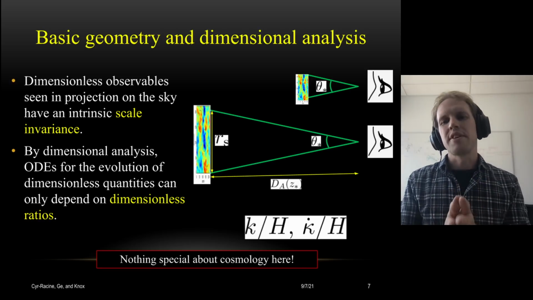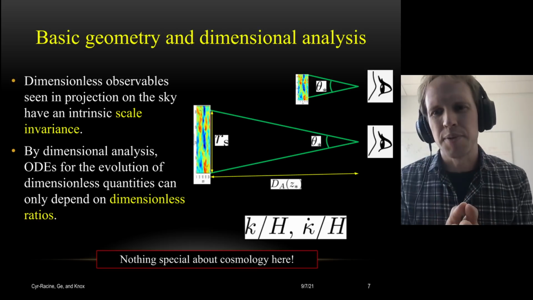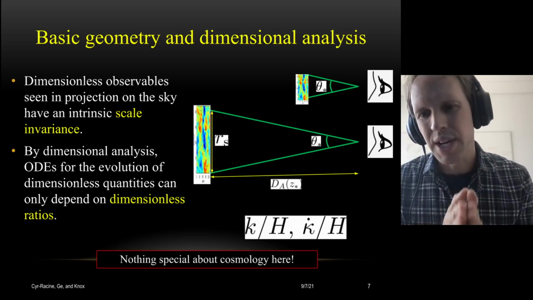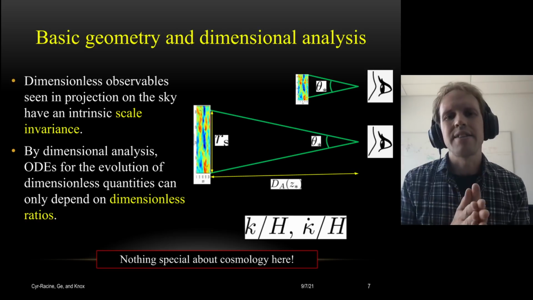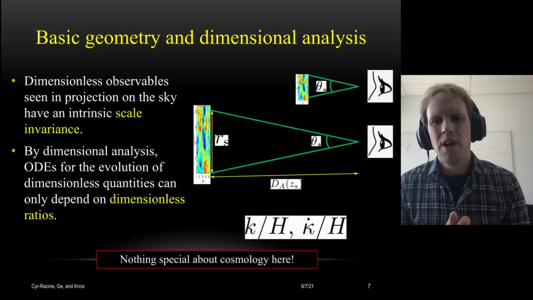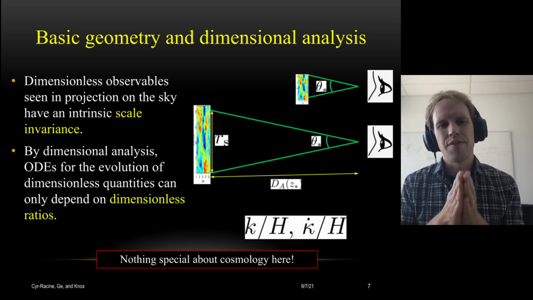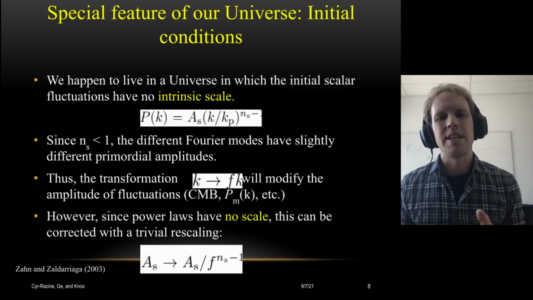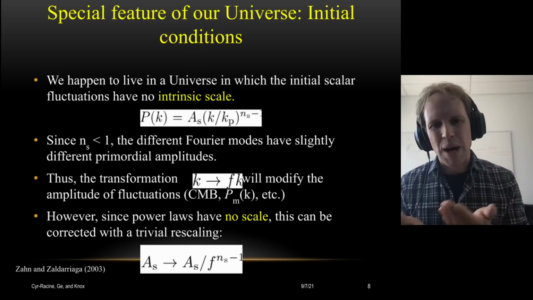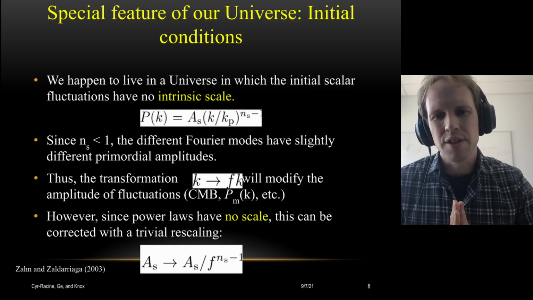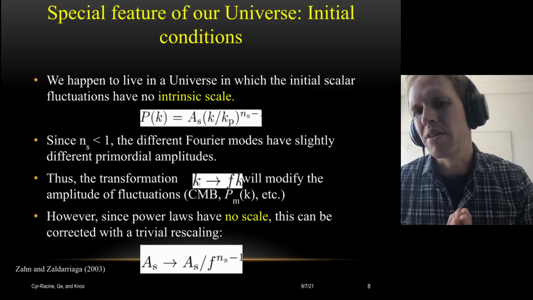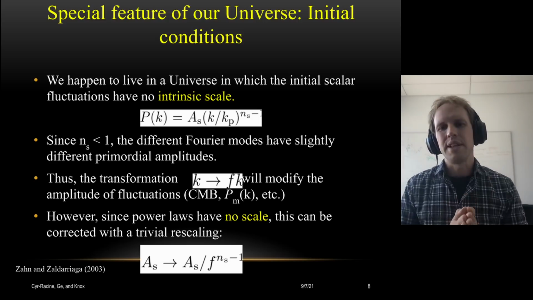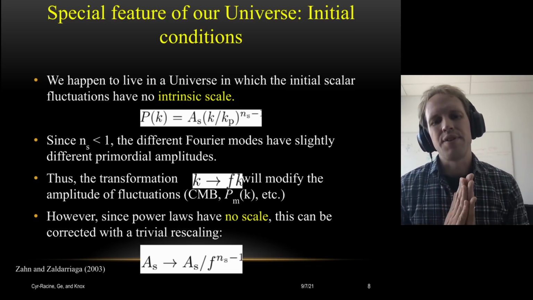So there's nothing special about cosmology, but there's one thing about cosmology that makes the symmetry work, and this is the fact that we live in a special universe where the initial conditions have no intrinsic scale. And of course, cosmologists will say that we live in a universe where we have a power-law power spectrum of fluctuations. And the nice thing with power laws is they have no intrinsic scale built in. They're the same on every scale.